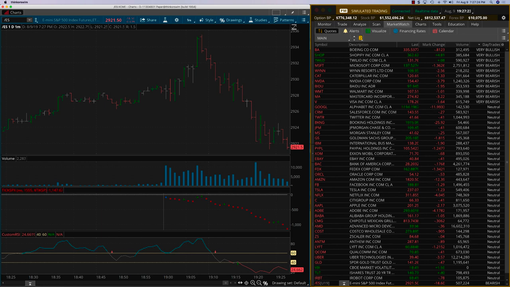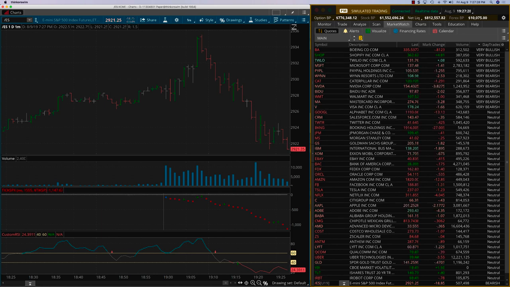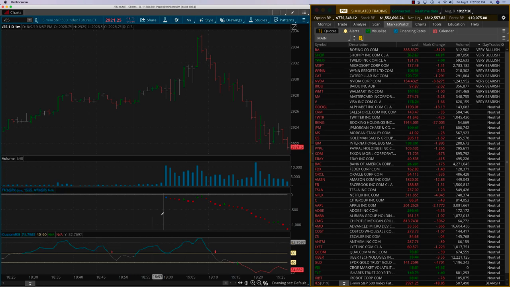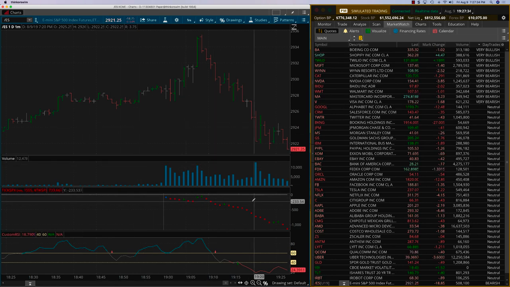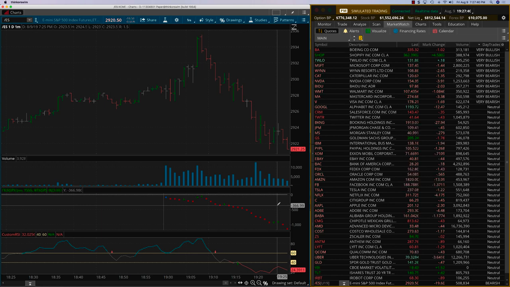Do we need to change the custom RSI? No, you don't need to do anything with the custom RSI. The custom RSI will just come as an indicator. You install it just like you would install the tick SPX. And then you take the trade.